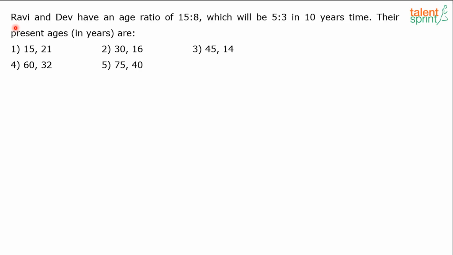So the first question here says that Ravi and Dev have an age ratio of 15:8, which will be 5:3 in 10 years' time. Their present ages are, right? So Ravi and Dev have an age ratio of 15:8, and this will become 5:3 in 10 years' time. So what are their present ages? Options have been given to you. It shouldn't take more than 30 seconds for you to crack it, and your clock starts now.